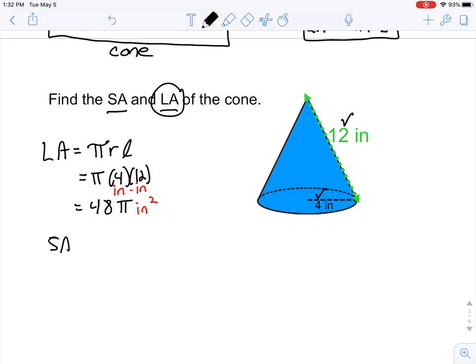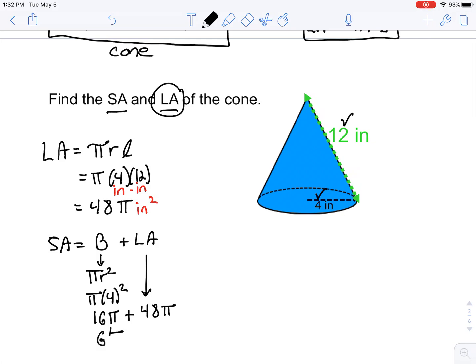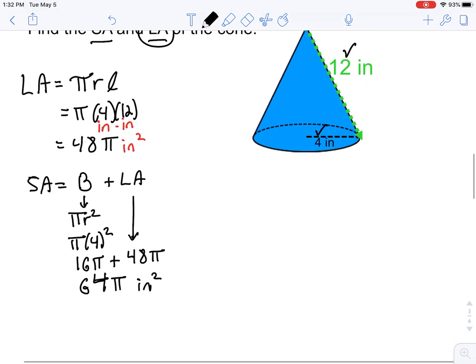For surface area, we will do the area of the base plus the lateral area. The area of the base is pi r squared, since it's a circle, and since the radius is 4, the area of the base is 16 pi. When we add to that the lateral area from above, we end up with 16 pi plus 48 pi, and 16 plus 48 is, I believe, 64 pi inches squared.